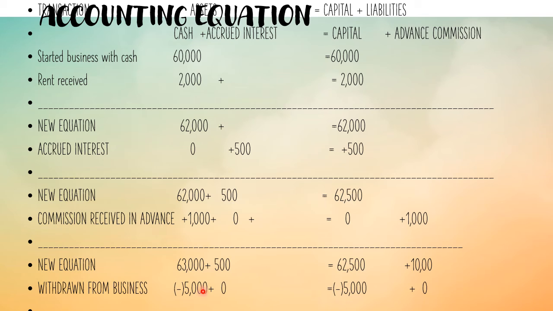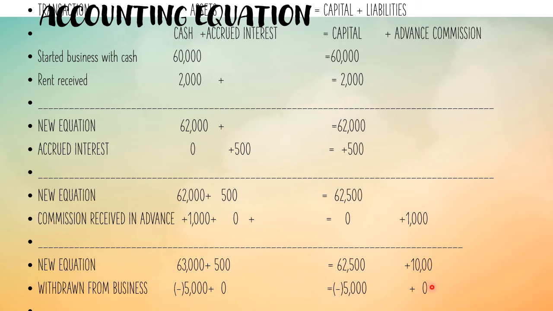So, okay. So here what is our accounting equation? Here we are having a cash of 58,000 and accrued interest 500. Then capital is of 57,500 and 1,000 we are having as advance income. Okay. So that is advance commission. So what will be our total here? Here we have 58,500. Here also we are having 58,500.